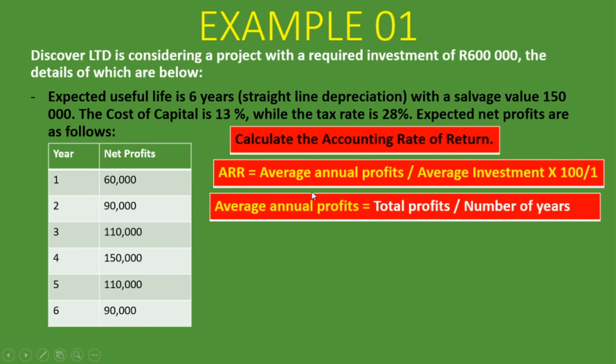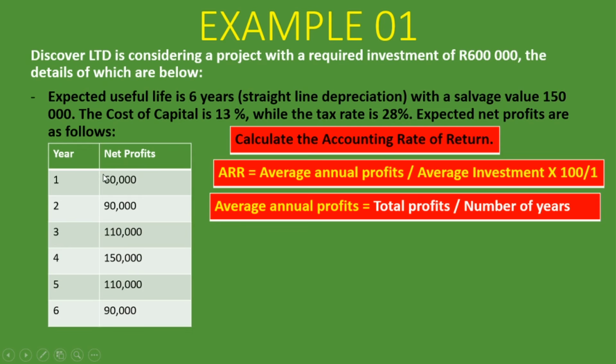And we know the formula for the accounting rate of return. So the first thing we need to do is to find the average annual profits. We take the total profits and divide by the number of years. Remember, we use net profits. So if you're given cash flows and net profits, use net profits. If you're given cash flows only, you need to work back towards net profit, by taking the cash flows minus the depreciation. But here we are given net profits.